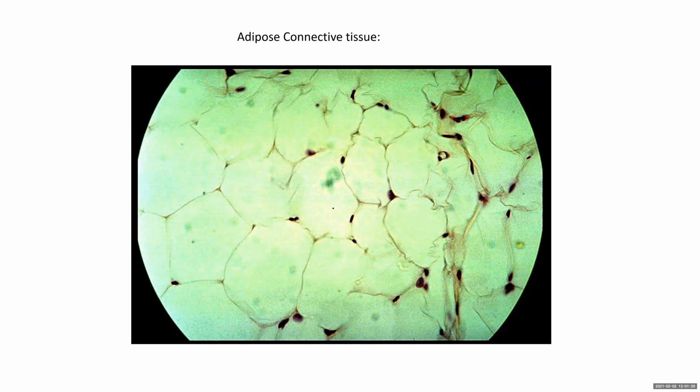This is just to show you again another stain of the adipose tissue. You can clearly see the shape of the cells.